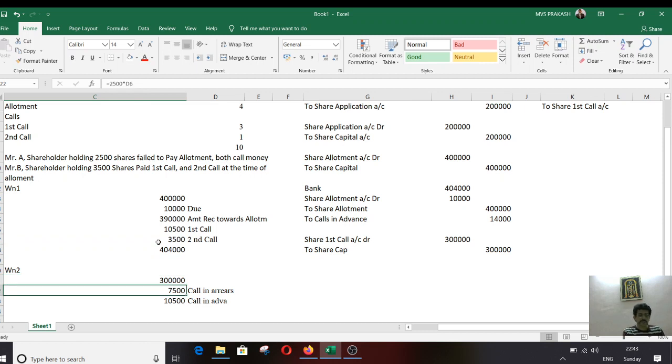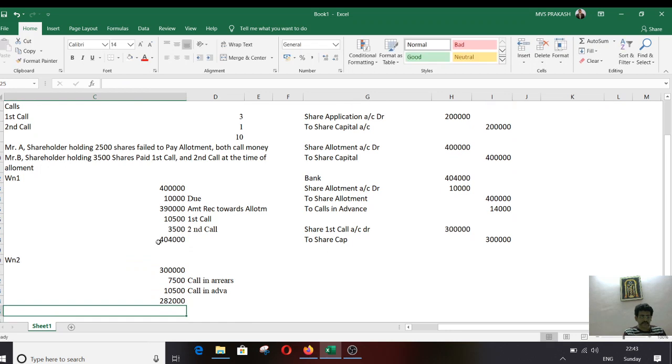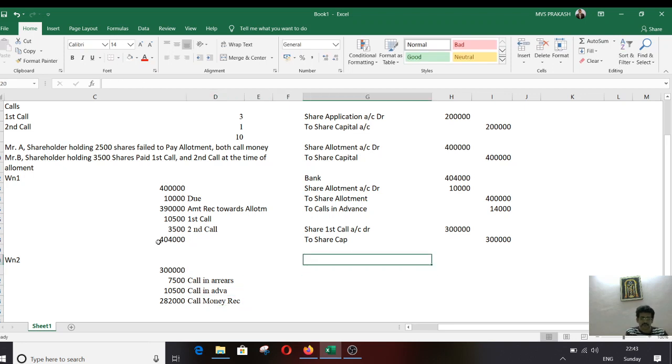2,500 shares have not paid the call money of 3 rupees. So 7,500 is not received. 10,500 already received, so I won't receive this now. So ultimately the call money received is 3,00,000 minus 7,500 minus 10,500. So you are receiving this amount. When you receive this amount, what entry do you have to pass? Bank account debit to share first call account. Now, let us see here. What is the amount you are receiving?